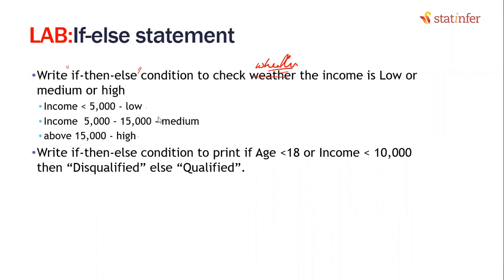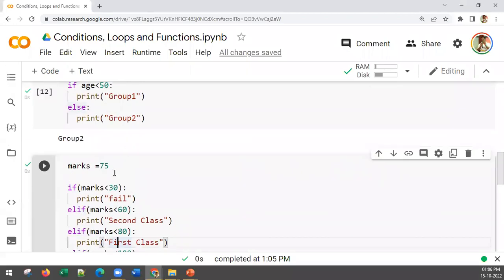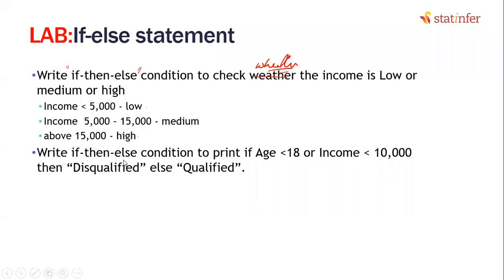Write the code in the similar format that we discussed. Test it with 3 or 4 different types of incomes. Then you must be able to check whether you have written it correctly or not.